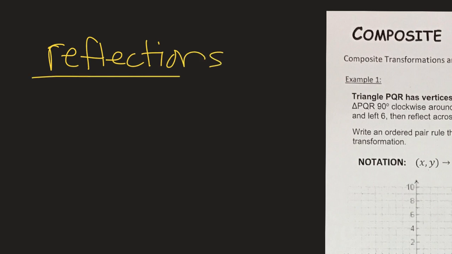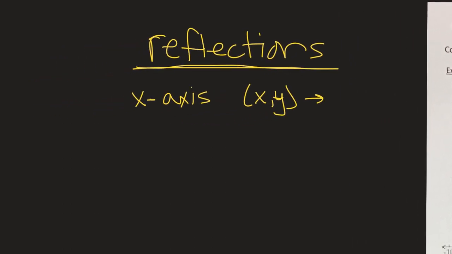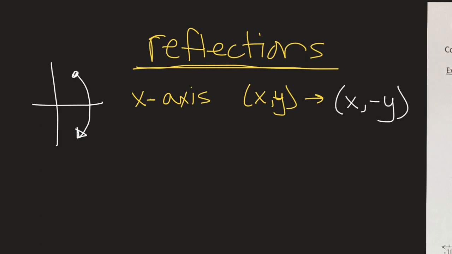That says reflections in the worst possible handwriting ever. So if we had an x-axis reflection, if you remember, what happened to every single coordinate x, y? Where did they go when reflected across the x-axis? Which one changed and which one didn't? The y changed and the x did not. So that became x, negative y. The y positivity changed and the x positivity did not change.